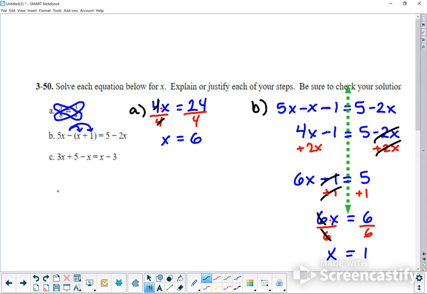And then for C, I'm going to just work it off of here. Go ahead and draw your line down the middle if you need to. And I'm just going to go ahead and combine terms that are the same. So 3x and negative 1x. Again, now they're on the same side, so I don't need to do the opposite. I just need to put them together. So 3x minus 1x is going to give you 2x. And then don't forget your plus 5. Don't forget your equal, and don't forget your x minus 3.